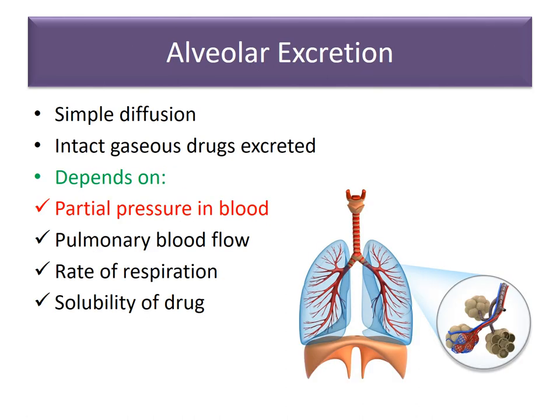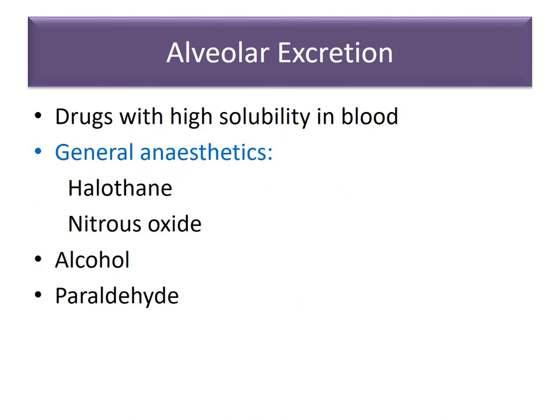Now alveolar excretion. Alveolar means through the lung. Here also it is simple diffusion. Gaseous drugs are more excreted through the alveoli. It depends upon the partial pressure in the blood, pulmonary blood flow, rate of respiration and solubility of the drug. The drugs with high solubility in blood will have high solubility in air also.